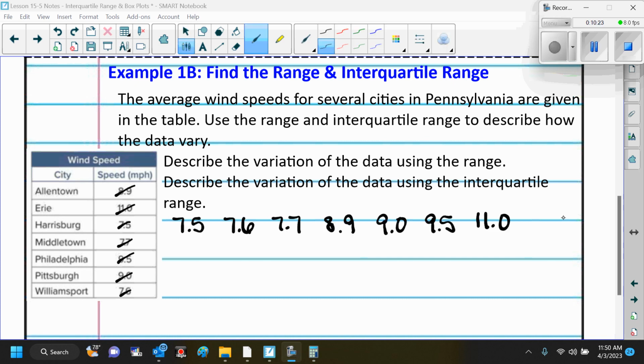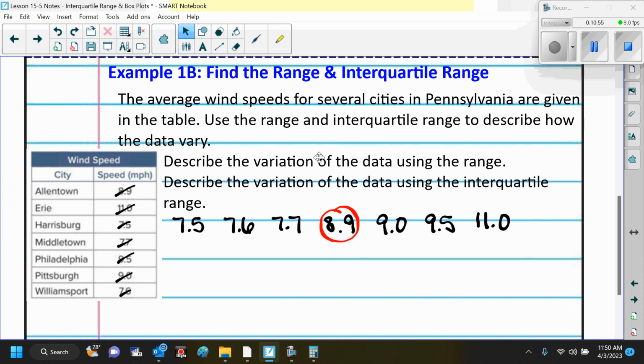So the first thing we want to do is put the data in order from least to greatest. Now you're going to notice something. 1, 2, 3, 4, 5, 6, 7. This has an odd number of data items. So for the median, after you find the median, you're not going to use it again to find the interquartile range. So here, first we want to find the median. The median middle number is 8.9. Okay, 8.9 is our median. Now we're not going to use it again. So we can go ahead and cross that out.